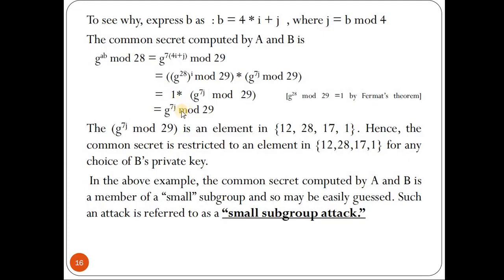Each of the values will lead to these values, that is 12, 28, 17, 1. Hence the common secret is restricted to an element in {12, 28, 17, 1} for any choice of B's private key. So in the above example, the common secret computed by A and B is a member of a small subgroup, so it may be easily guessed. Such an attack is referred to as a small subgroup attack.